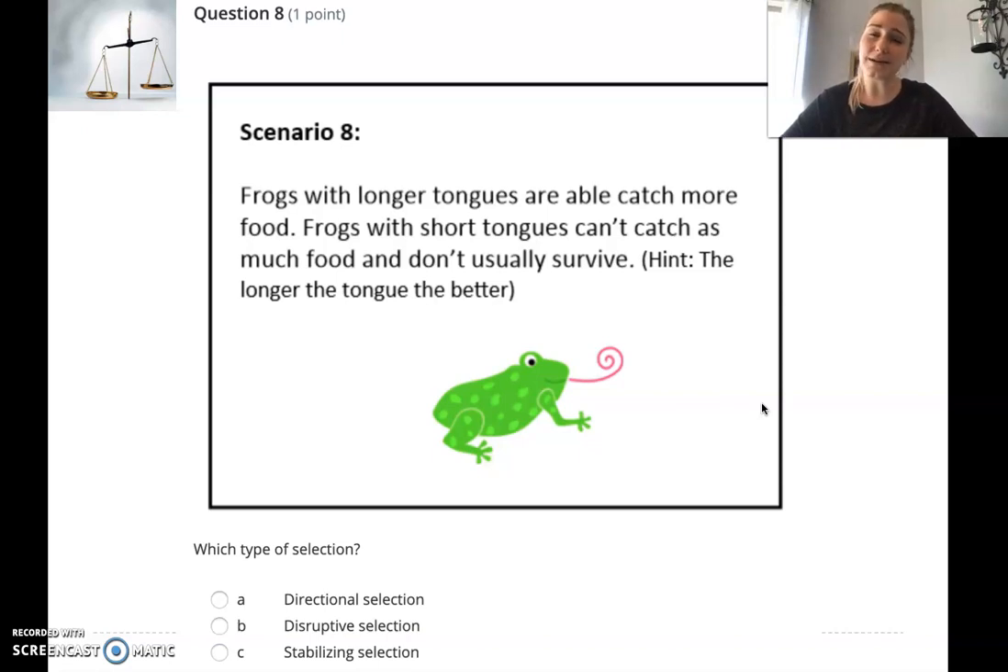Frogs with longer tongues are able to catch more food. Frogs with short tongues can't catch as much food and usually don't survive. Hint, the longer the tongue, the better. Is this directional, disruptive, or stabilizing?